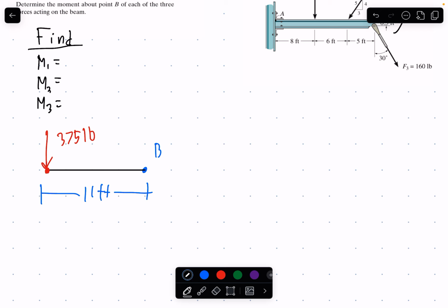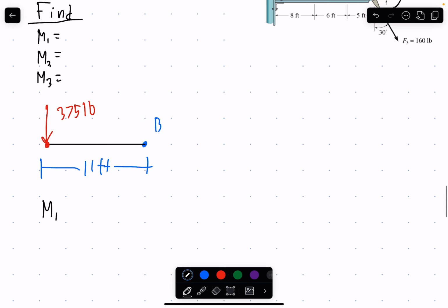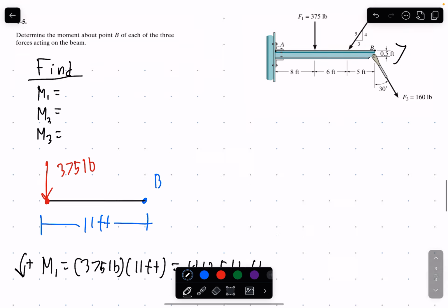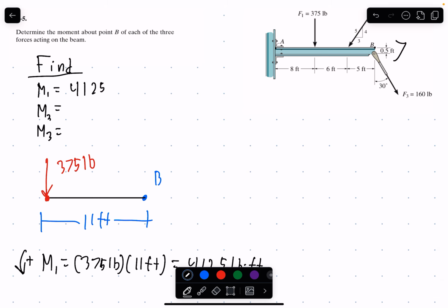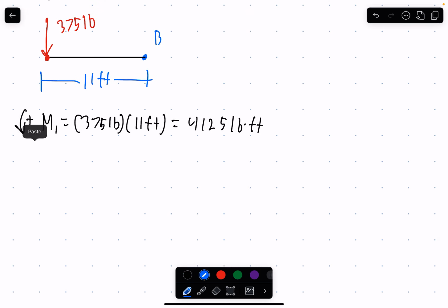Okay, and then the moment the first force creates, we'll define the positive as the counterclockwise direction right here. So the force is 375 pounds acting 11 feet away from point B. We should find that is 4,125 pound-feet of torque. That can now be our first variable. Okay, and I'm moving on to force 2.